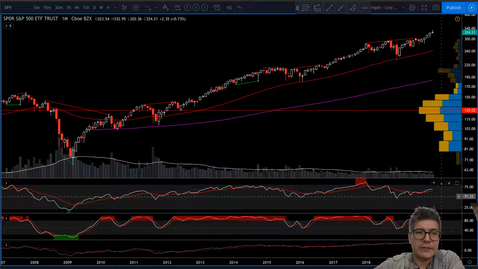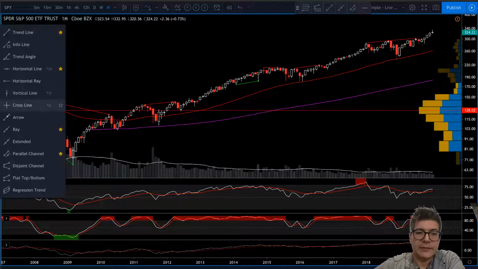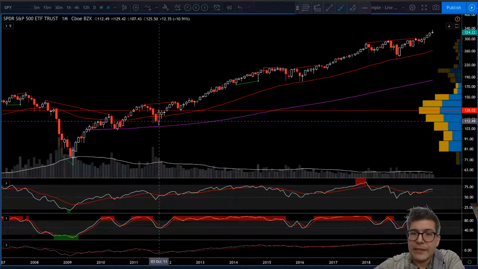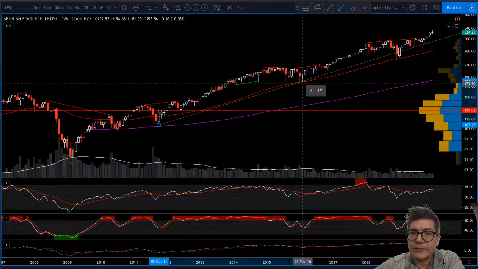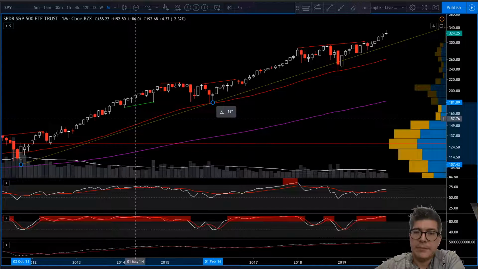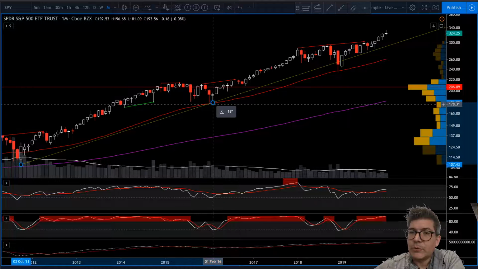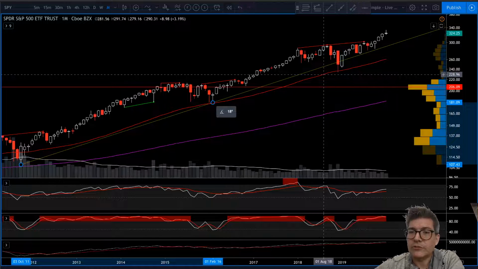So let's draw a ray, going from this low. With a ray, basically a trend line, we're going to try to connect at least 3 points. If you can see here, we have point A, B. This one broke the trend line, touched the 50. So this red is the 50 EMA. This is the 200 EMA.